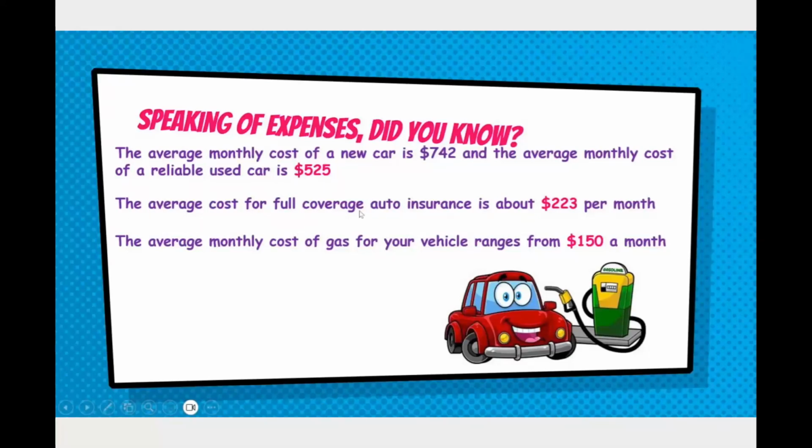But the average cost of full coverage auto insurance is about $223 per month. You have to insure your vehicle, and if you have a new vehicle, you have to get full coverage, which means you can't just have liability. You have to be able to cover the car that you're paying off with the car note. And then the average monthly cost for gas is going to range, obviously, based on things like how far you commute, but it is $150 a month. These are the figures that we're going to use.